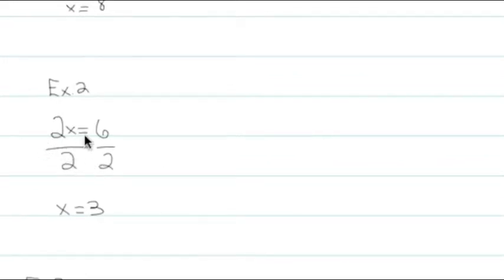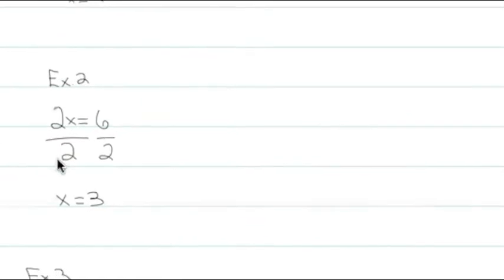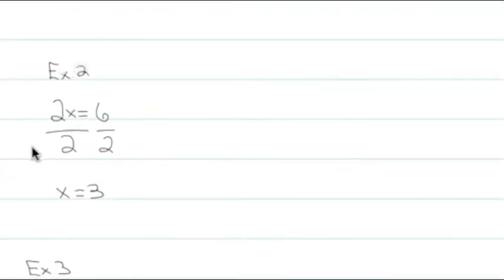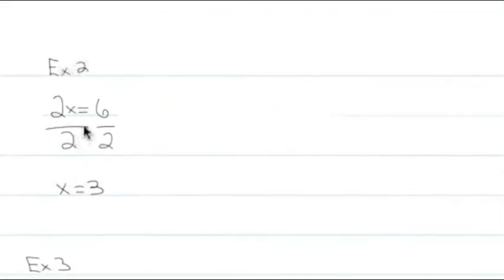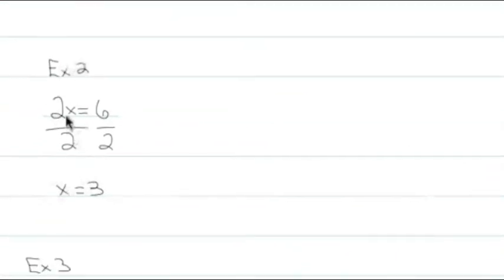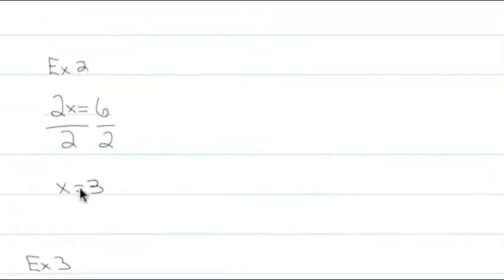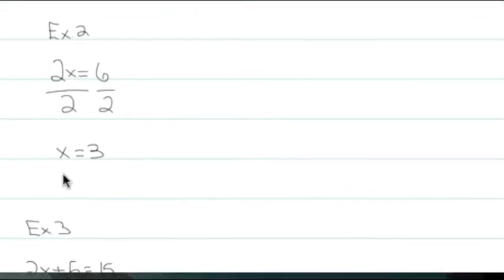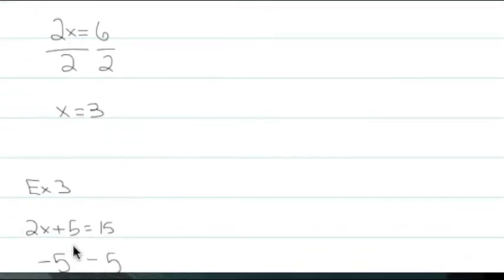So what's going on here is multiplication, but the opposite would be division. So we divide by 2 on both sides, again keeping it balanced. 6 divided by 2 is 3. And again, we knew that was the answer, but we have to solve it and prove it.